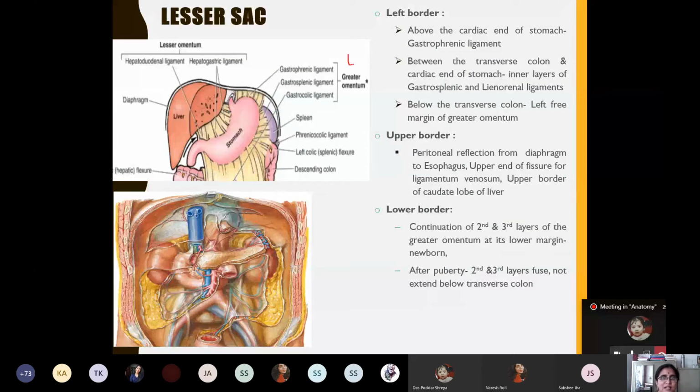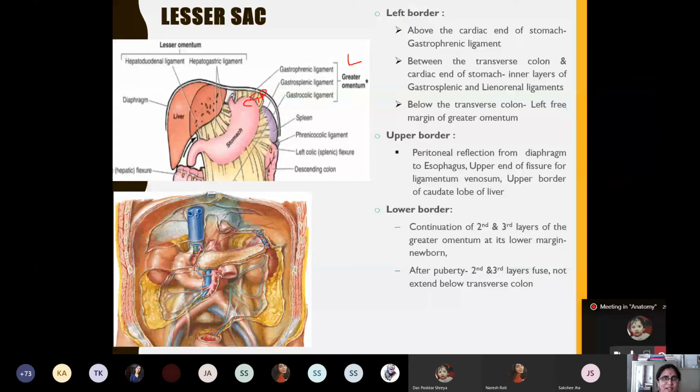Now left border, this side. This is the left side. So the left border above the cardiac end of the stomach, all of you know this. Above the cardiac end of the stomach, the left border of the lesser sac is formed by this ligament. This ligament is between the stomach and the diaphragm. So this is known as the gastrophrenic ligament.